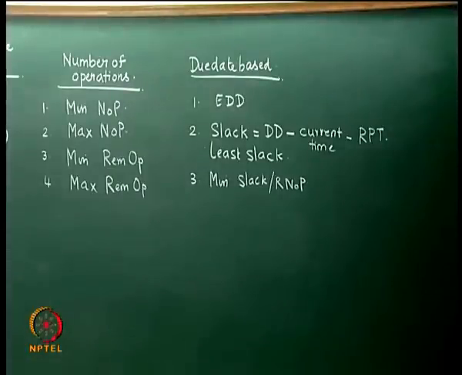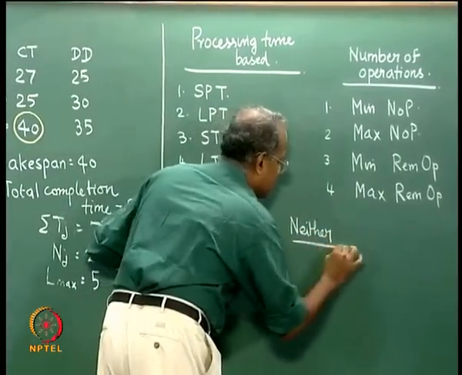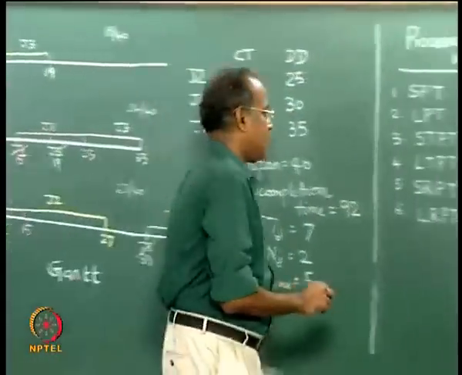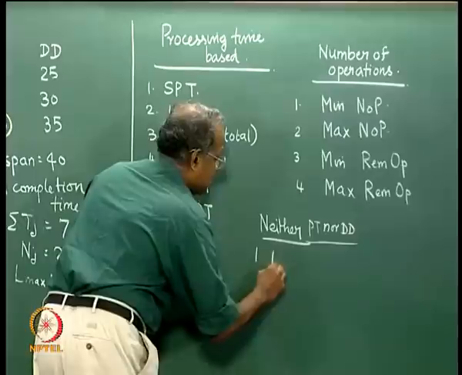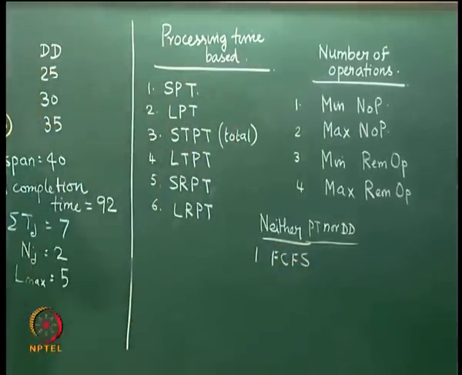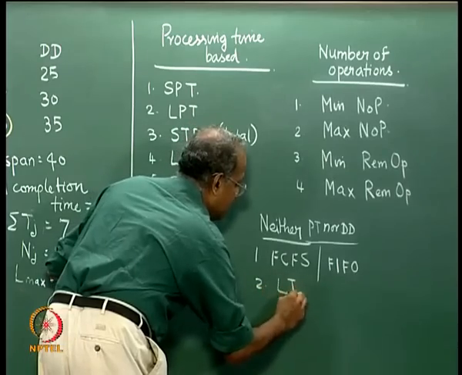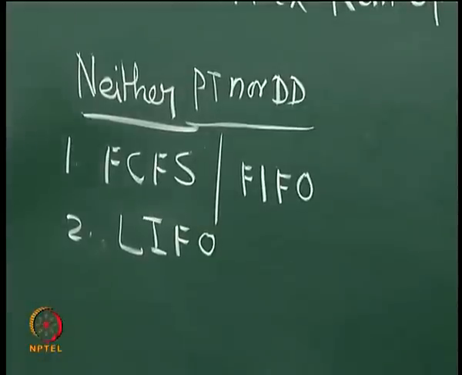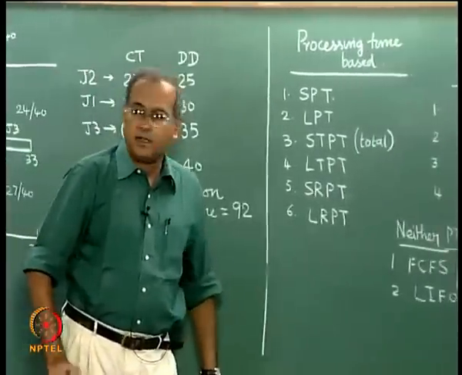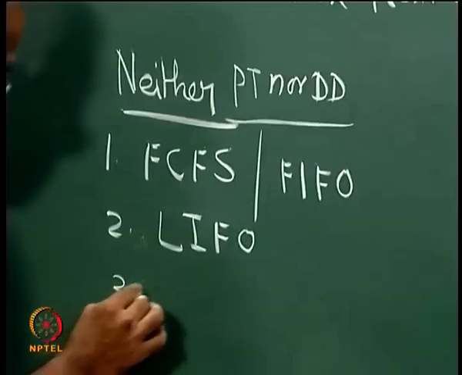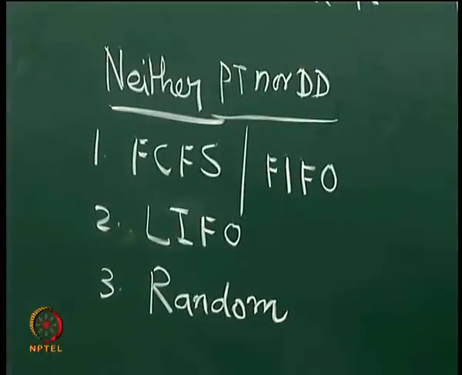Then we have a set of rules which are very common rules, which are neither processing time based nor due date based. General rules. So, first is first come first served or first in first out, they mean the same, first in first out, last in first out. The one that came first will be taken, the one that came last will be taken. So, first in first out, last in first out. One could use some kind of a random rule, just pick the job randomly out of the jobs that are available.